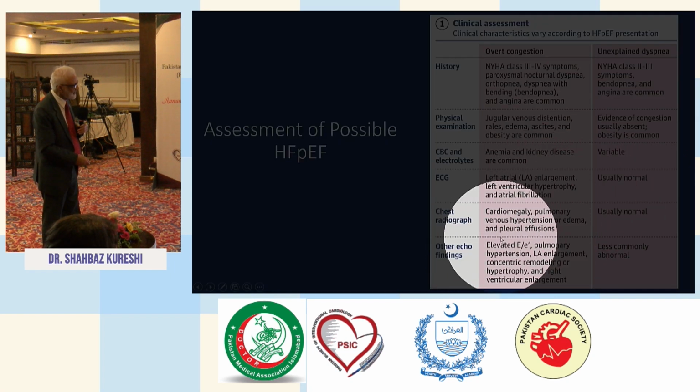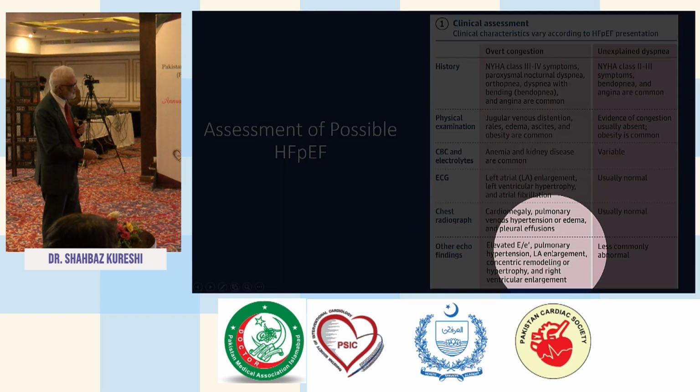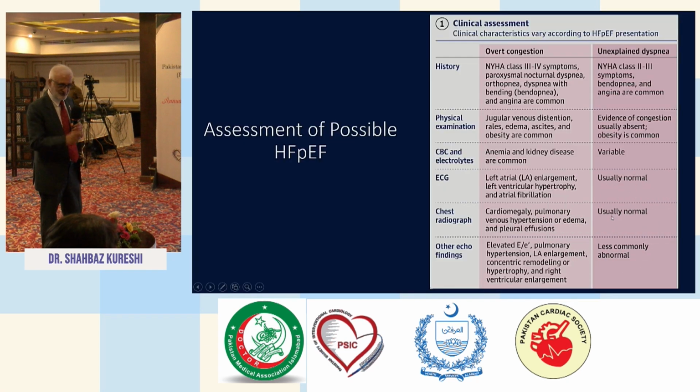Then the echo findings: an elevated E by E prime, which gives you the pulmonary capillary wedge pressure, which gives you the left ventricular filling pressure. So this is what you need to see in these patients. Pulmonary hypertension. Left atrial enlargement is extremely important. And remember that it is not the measurement that you are going to take on a long axis. It is the left atrial volume index which you need to calculate in your patients, and that will give you an idea as to what is happening in your patients.